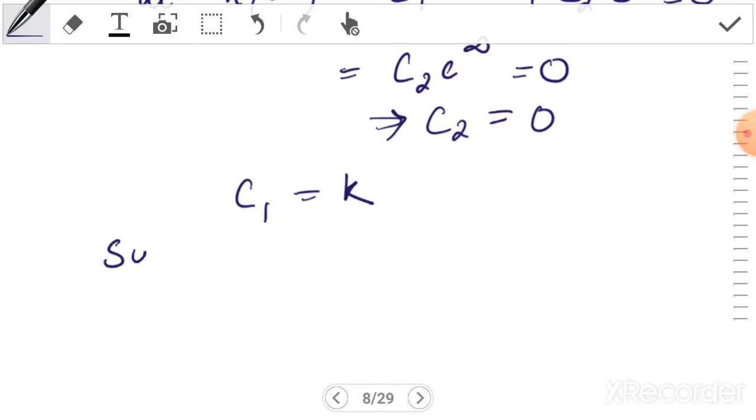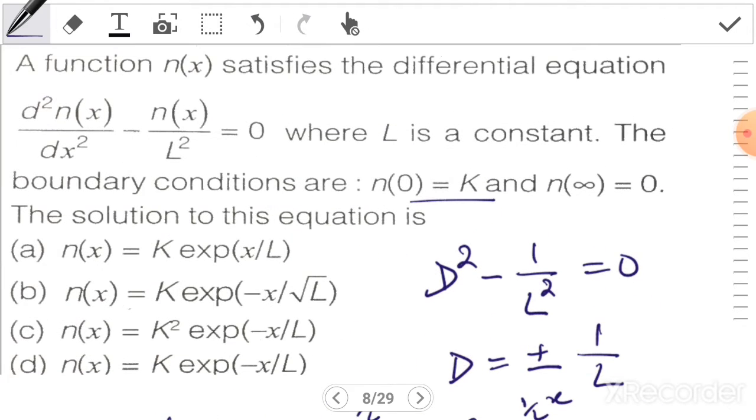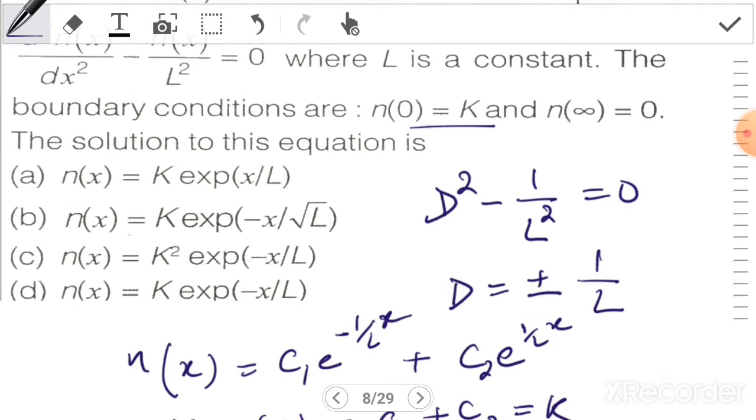Then the solution is n(x) is equal to k e power minus 1 by L times x. Okay. The answer is A here, right?